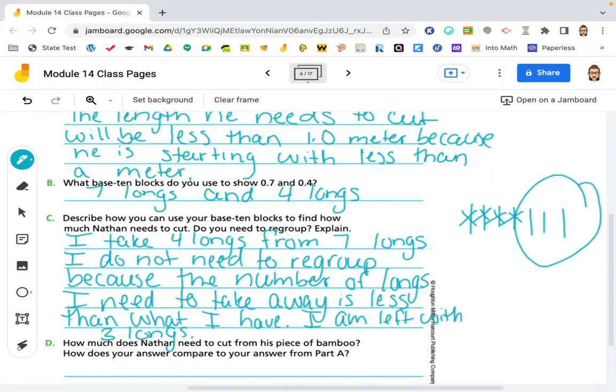So how much does Nathan need to cut from his piece of bamboo? How does your answer compare to your answer in part A? So 3 tenths of a meter, because we had 3 longs left. And 3 tenths meter is less than 1 meter.